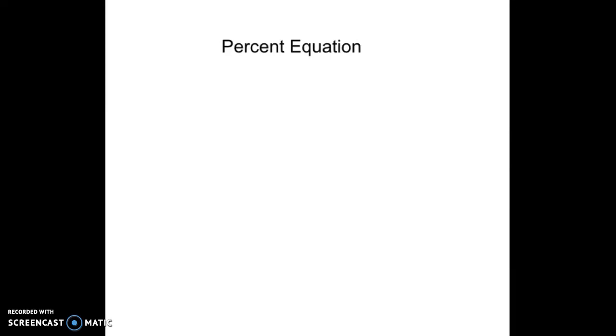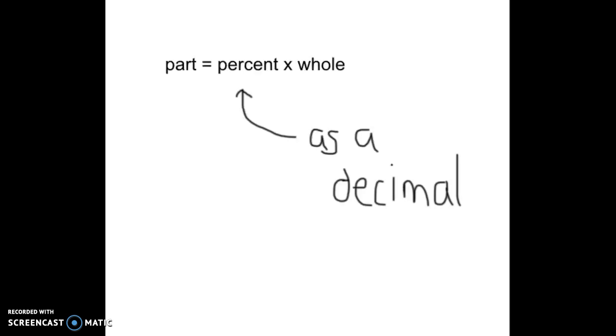Alright, today we're going to be looking at percent equation. It's kind of a cousin of the percent proportion. As you look at this, you might recognize a few words that are familiar from percent proportion. First of all, we have the part. And remember that was like the taxes, the discounts, those kind of things.